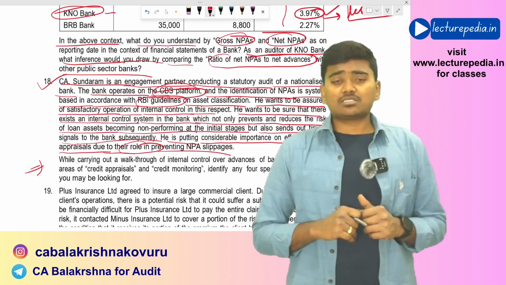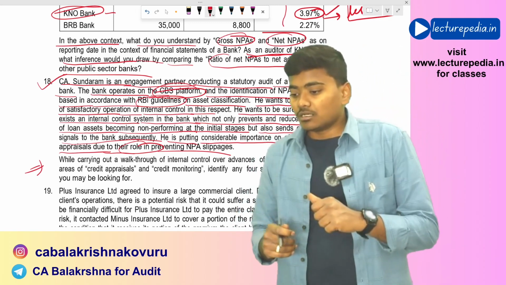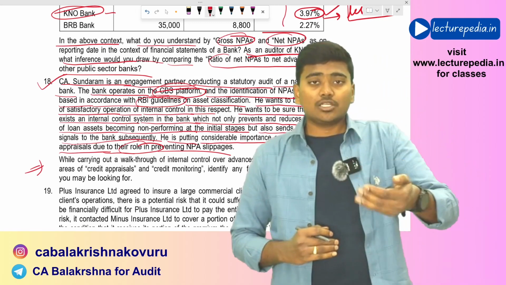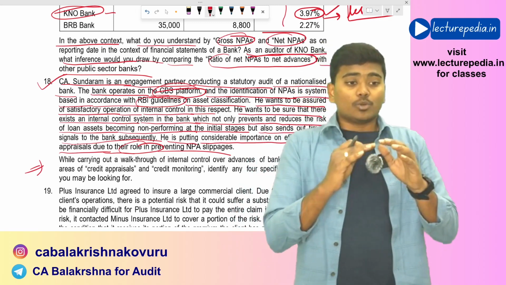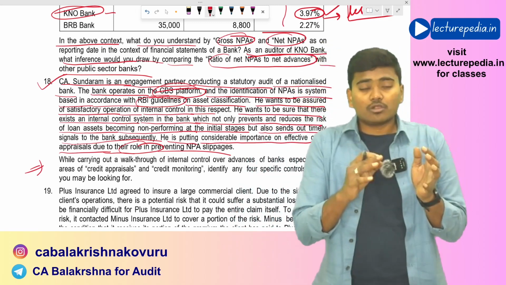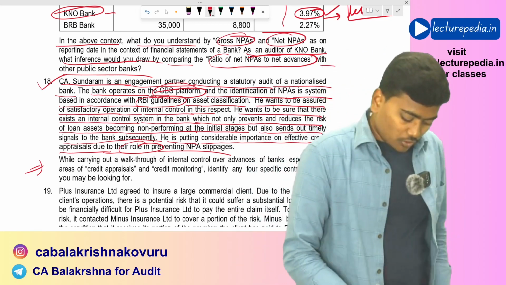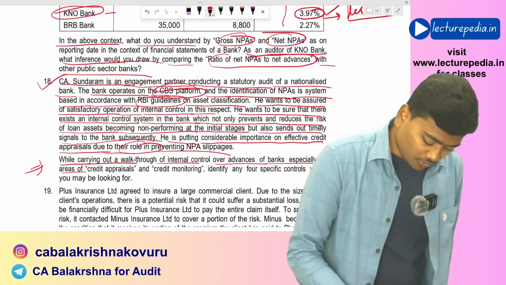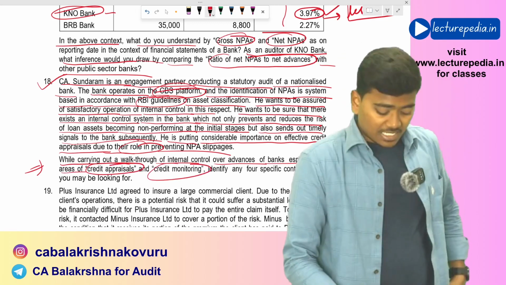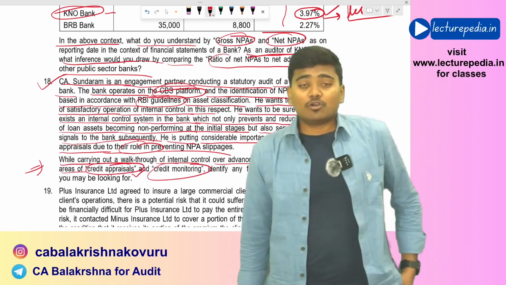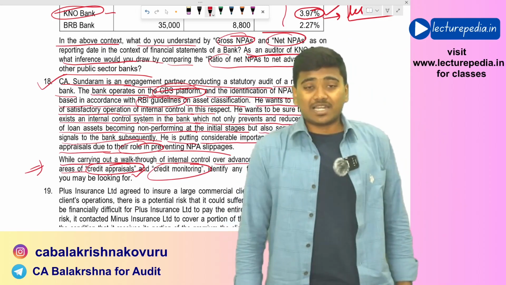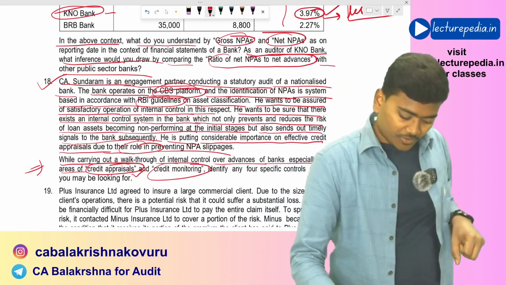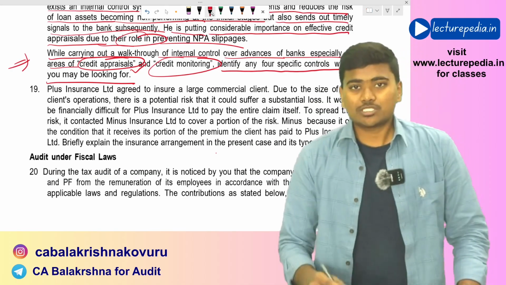If at all any account is turning into NPA, it will be noticed beforehand, and at the time of granting the loan only you have to identify whether it would be a good loan or whether it will turn into a bad loan. So while carrying out a walkthrough of internal controls over advances of banks, especially in the area of credit appraisal and credit monitoring. Credit appraisal, you do at the time of giving the loan itself. So at that point of time only you want to implement the controls. So in this area, what controls can you expect?